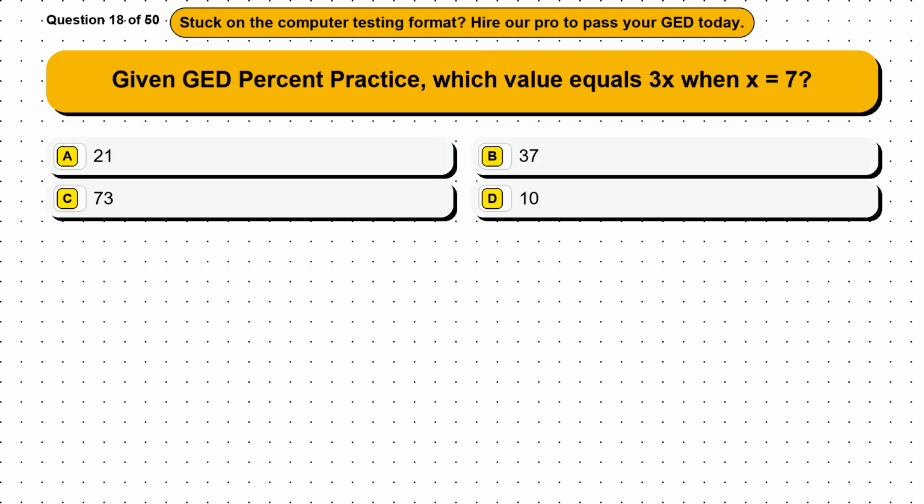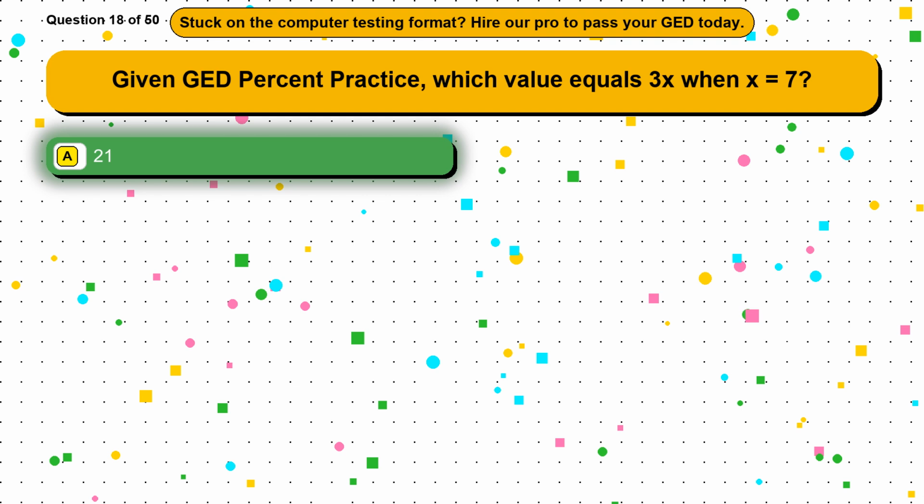Question 18. Given GED percent practice, which value equals 3x when x equals 7? Option A, 21. Option B, 37. Option C, 73. Option D, 10. The correct answer is option A, 21.